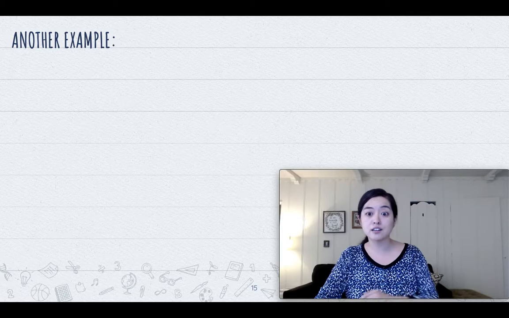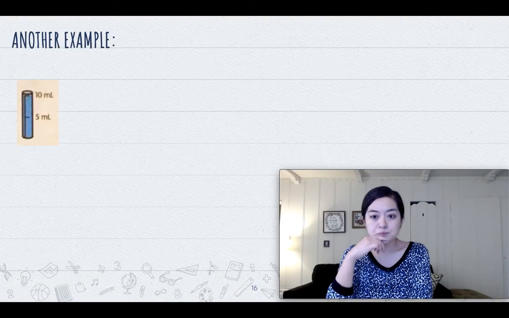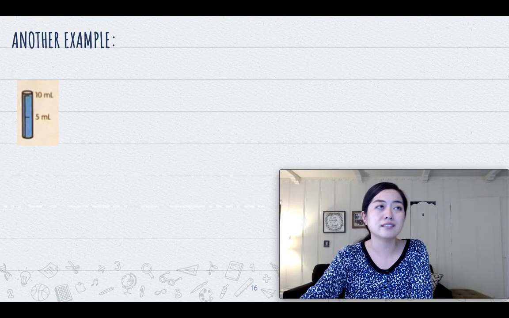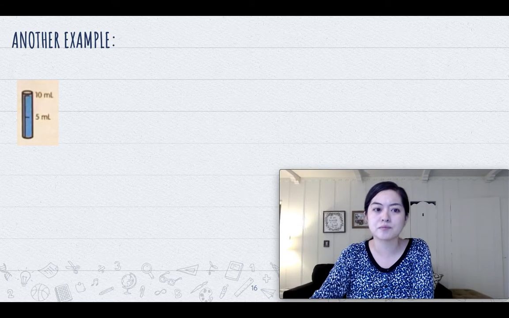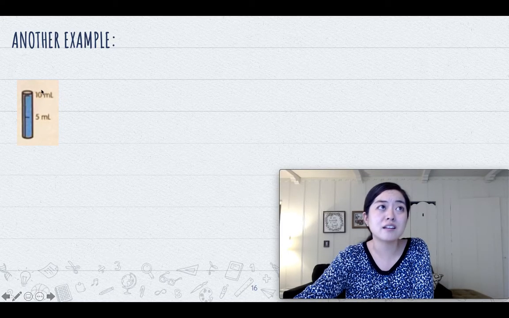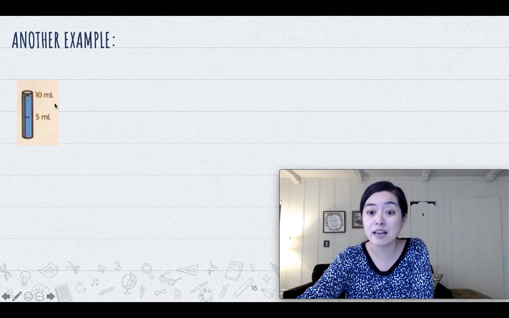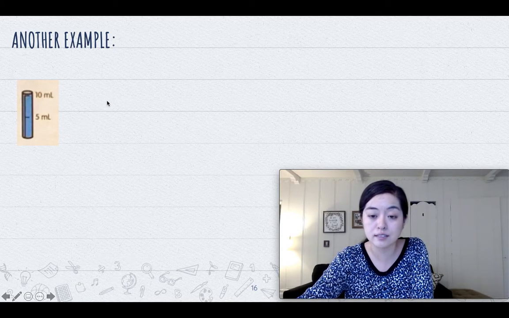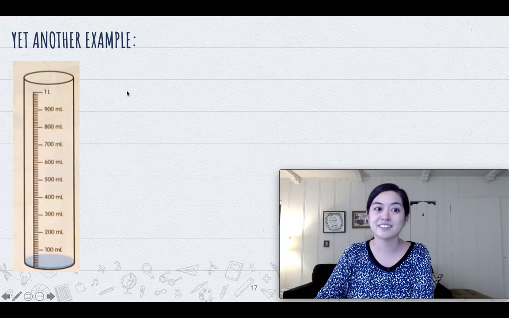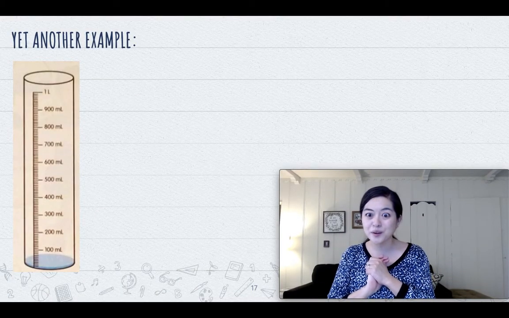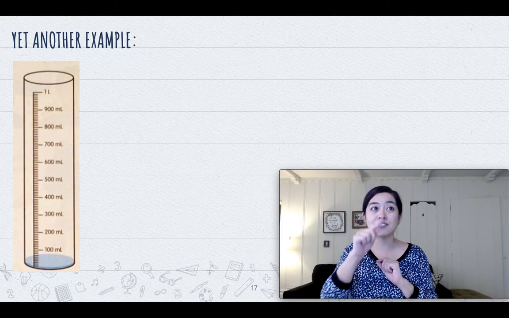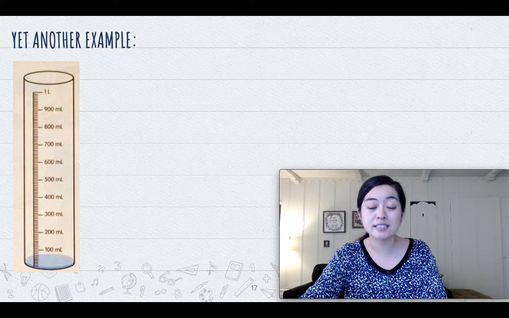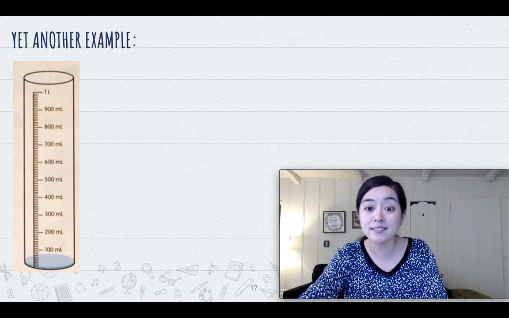All right, let's look at another example. What's the capacity of this? I'm going to call this a test tube. Okay, what's the capacity? If you said 10 milliliters, you're right because it's filled all the way to the top at 10 milliliters. So the capacity of this test tube is 10 milliliters. All right, yet another example. Listen to my question carefully. What is the capacity of this graduated cylinder? The capacity.